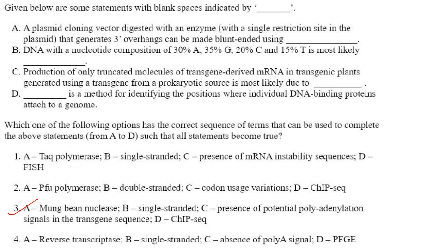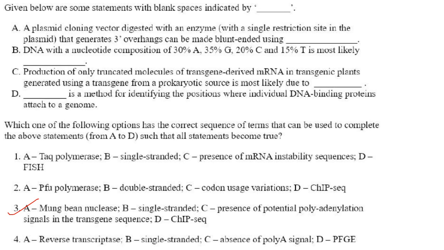DNA with a nucleotide composition of 30% A, 35% G, 20% C and 15% T is more likely to be. So you want to know whether it is single stranded or double stranded. So if you see A is not equal to T, G is not equal to C. So it doesn't follow Chargaff's rule. So it is single stranded DNA. So answer is B. B is single stranded DNA.